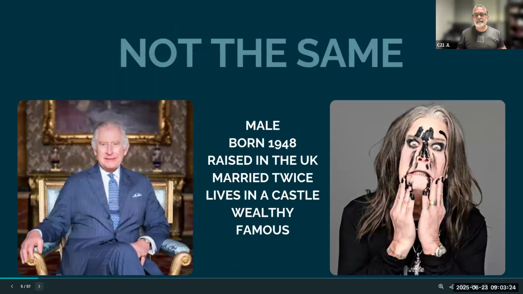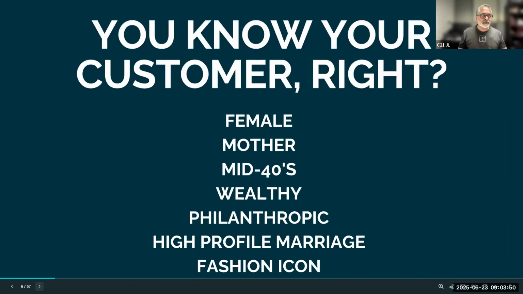But what you don't realize is this gentleman, Ozzy, also fits that demographic. He's also a male born in 48, raised in the UK, married twice, lives in a castle, wealthy and famous. But if you're doing an ad, social media, content, or email, which one of these two are you targeting? Because this is a generic ICA, just a generic profile. It doesn't boil down to other factors that we're going to cover.